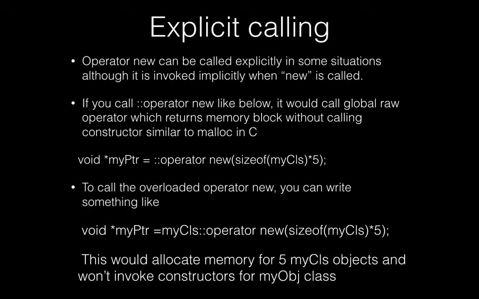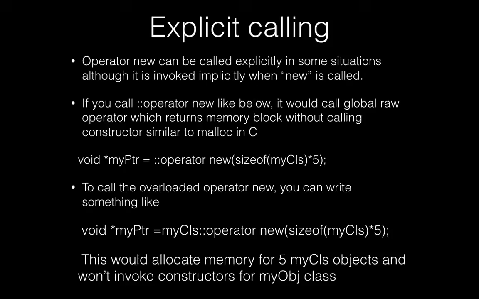Similarly, if you want to call your overloaded operator new, the first one was the global raw operator which we saw earlier. If you have overloaded operator new and want to explicitly call it, you can do so by providing the class name, then the scope resolution operator, and then operator new, just like we call any static function of a class. In this example, this would allocate the memory for five objects, and it won't invoke the constructors for your class.